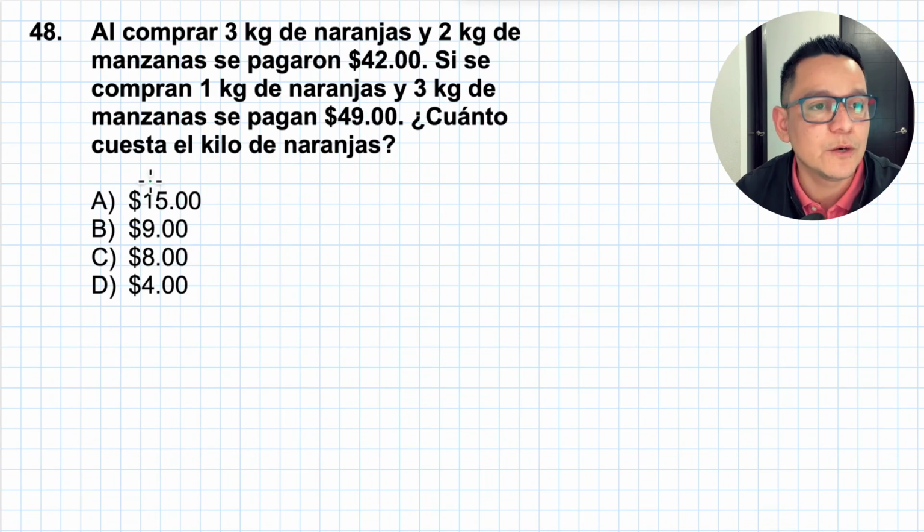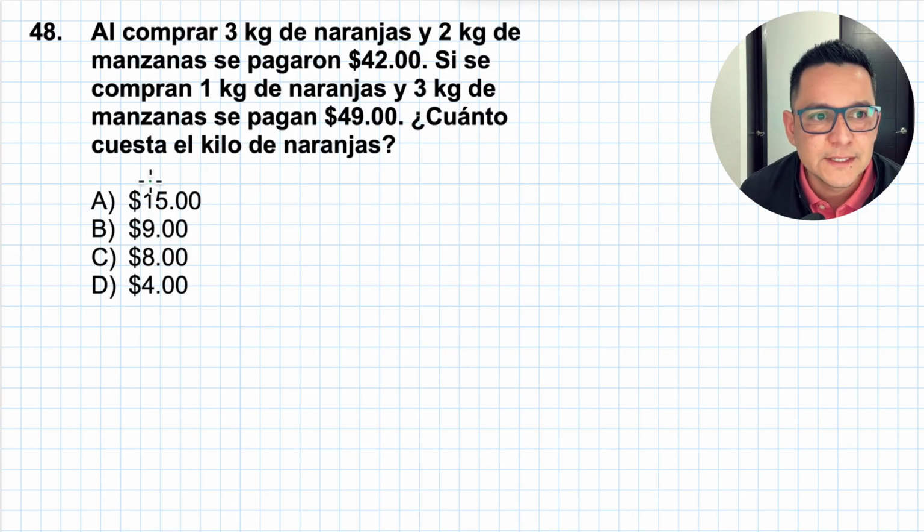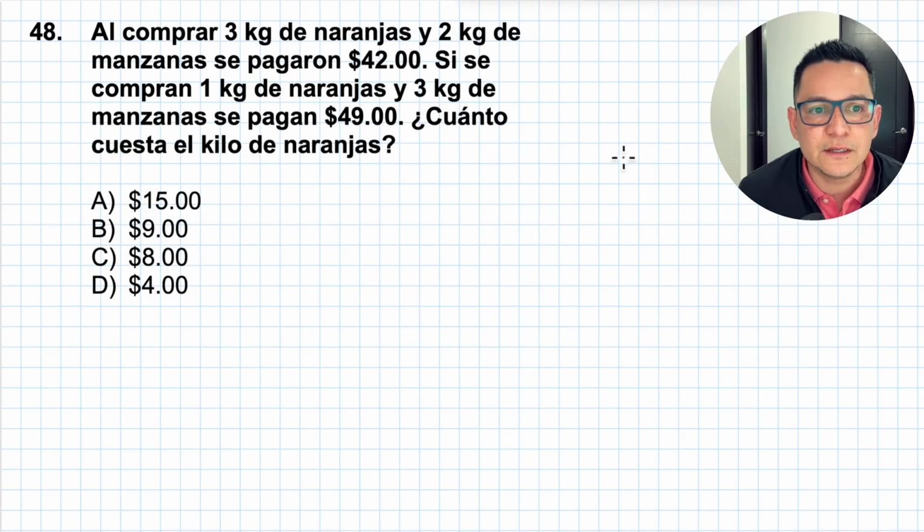Let's go with exercise number 48, which says, buying 3 kilograms of oranges and 2 kilograms of apples costs 42. If you buy 1 kilogram of oranges and 3 kilograms of apples, you pay 49. How much does a kilogram of oranges cost?